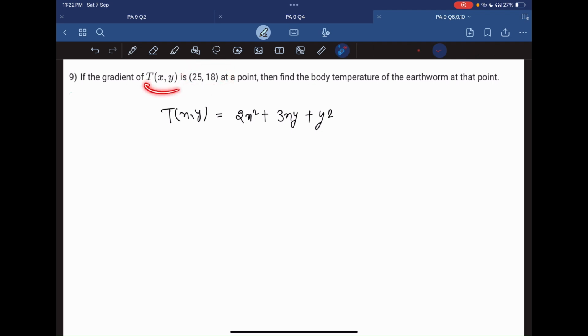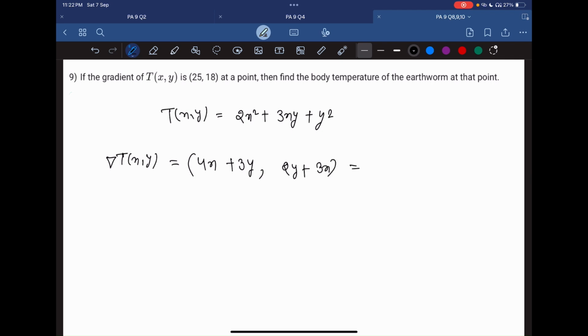If the gradient of T of x comma y at some point is 25 comma 18, then we have to find the body temperature of the earthworm at that point. So the gradient of T of x comma y is the vector of the partial derivatives. The partial derivative with respect to x is 4x plus 3y, and the partial derivative with respect to y is 2y plus 3x, and it is given as 25 comma 18 at some point x comma y.